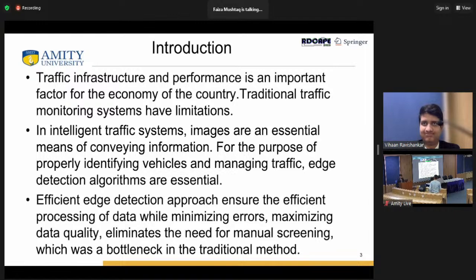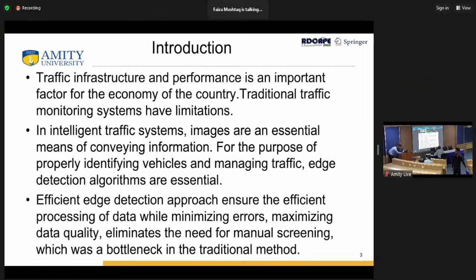We usually install cameras, the majority of the time on highways or busy streets, but in gullies they are still not there. So right now we are somewhere near the traditional, not fully into the intelligent, but day by day as technology comes we are moving towards it. And images are an essential means for conveying information.